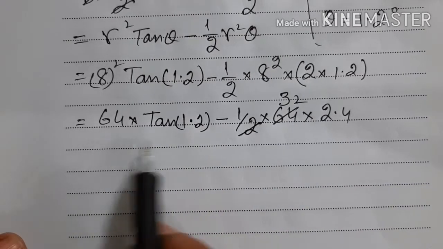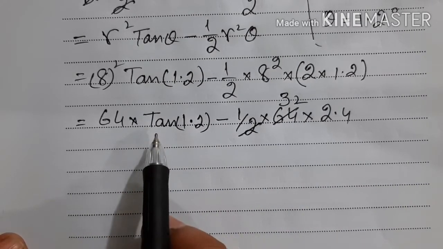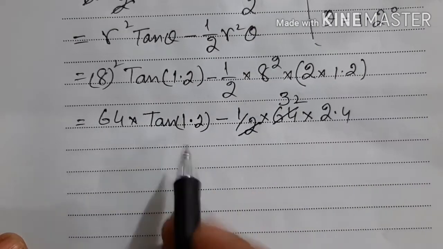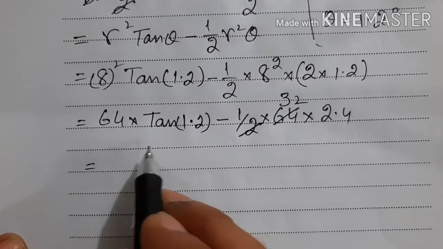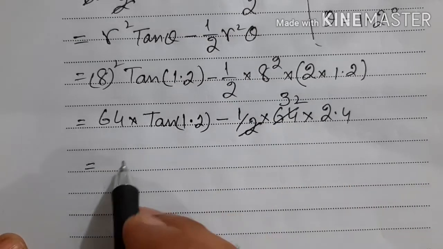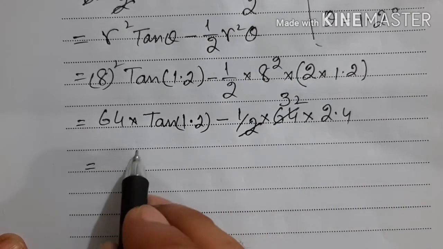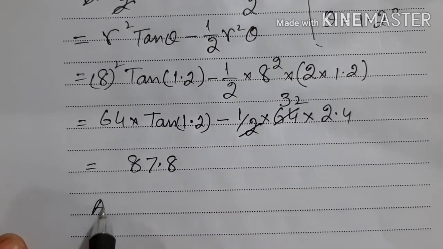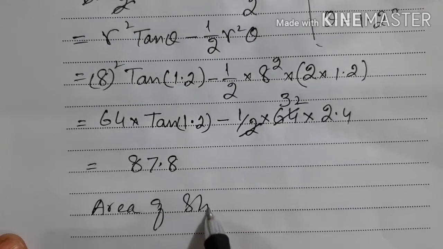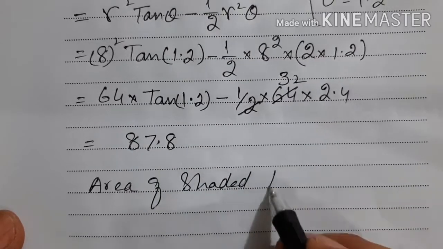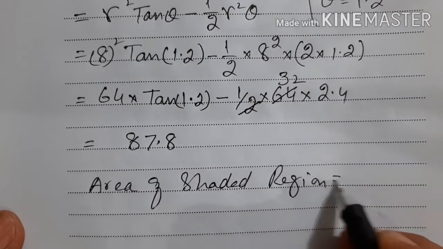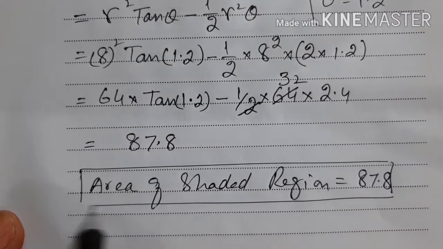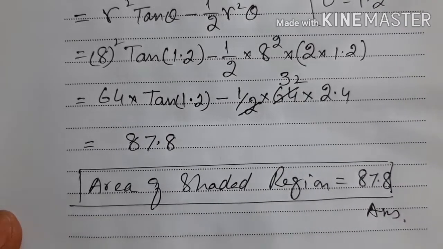So by the calculator, if you solve this whole thing with the calculator, you can get 87.8. This is the area of shaded region. 87.8. This is our answer.